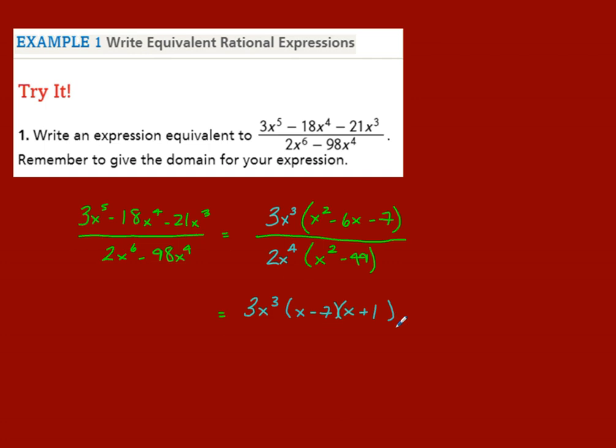And then on the bottom, I have that 2x to the 4th. And this is a difference of two squares, which is x minus 7, x plus 7.